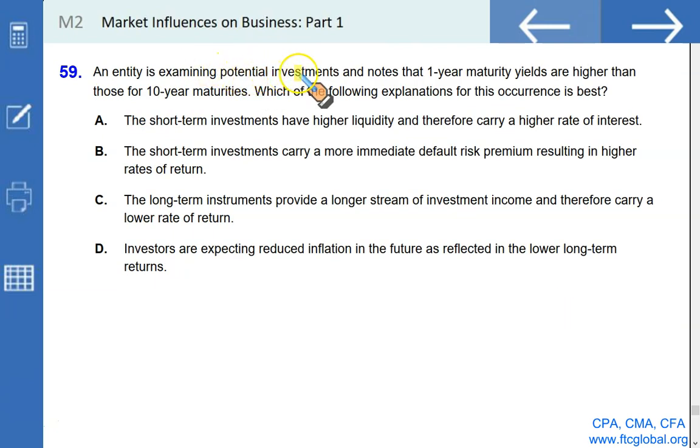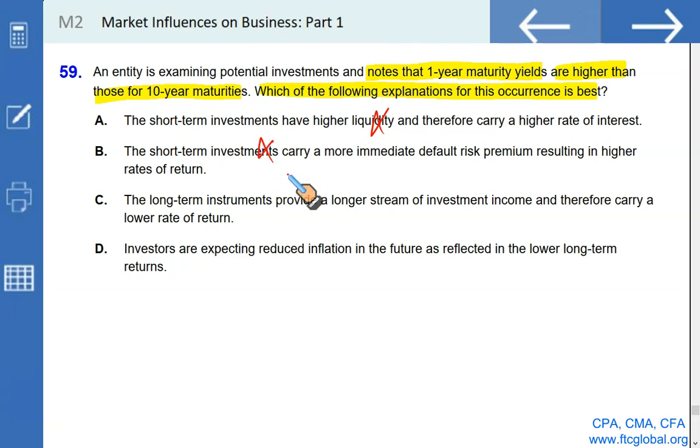An entity is examining potential investments and notes that 1 year maturity yields are higher than those of 10 year maturities. Which of the following explanations of this occurrence is best? A. The short-term investments have higher liquidity and therefore carry a high rate of interest. Incorrect. Investments with higher liquidity will carry lower rates of interest due to reduced risk. B. The short-term investments carry a more immediate default risk premium, resulting in high rates of return. This is again incorrect because long-term investments carry higher default risk, as the number of payments and length is much longer.